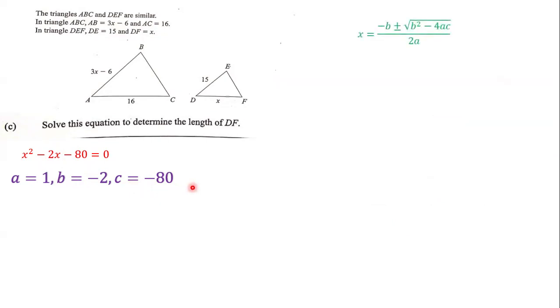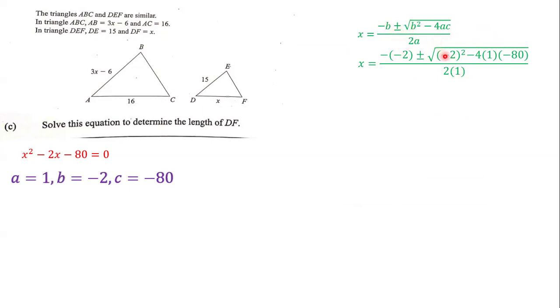And so we have the quadratic formula, x is equal to negative b plus or minus the square root of b squared minus 4ac all over 2a. And so we have that b is equal to negative 2. And then we have c is equal to negative 80, I should say. We have a is equal to 1. And then we have b is equal to negative 2.